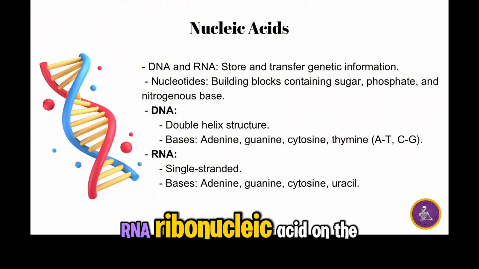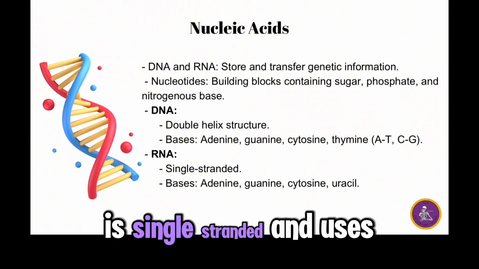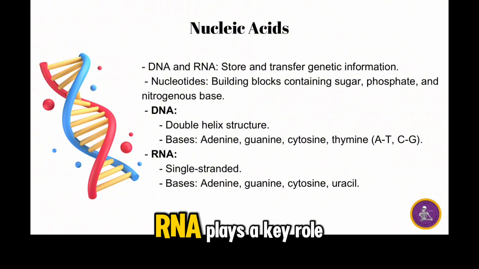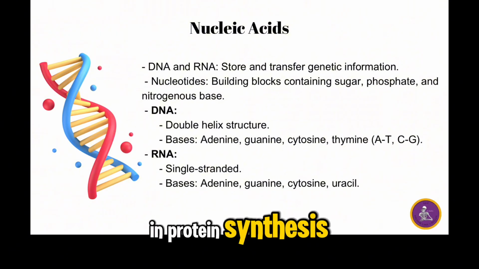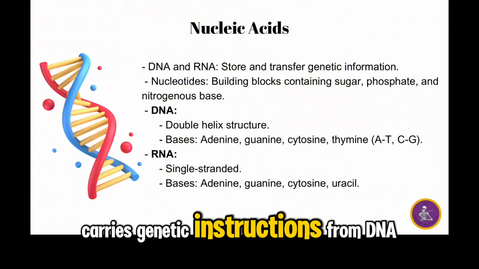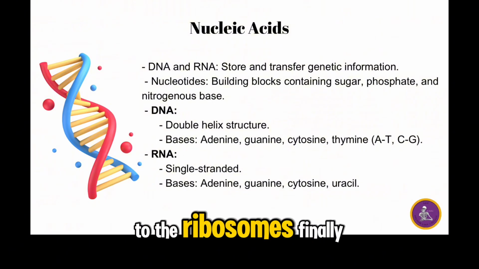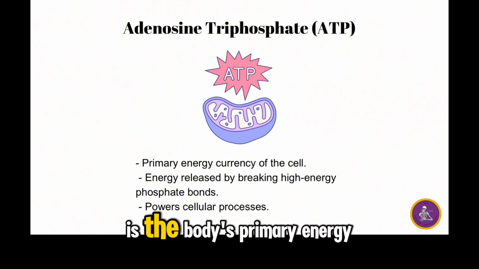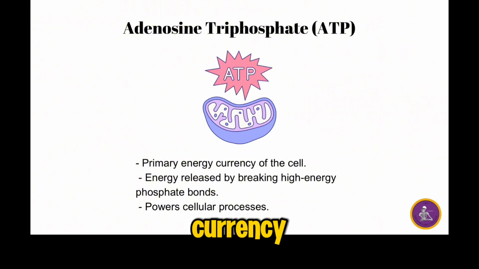RNA, ribonucleic acid, on the other hand, is single-stranded and uses uracil instead of thymine. RNA plays a key role in protein synthesis, acting as the messenger that carries genetic instructions from DNA to the ribosomes. Finally, adenosine triphosphate, or ATP, is the body's primary energy currency.